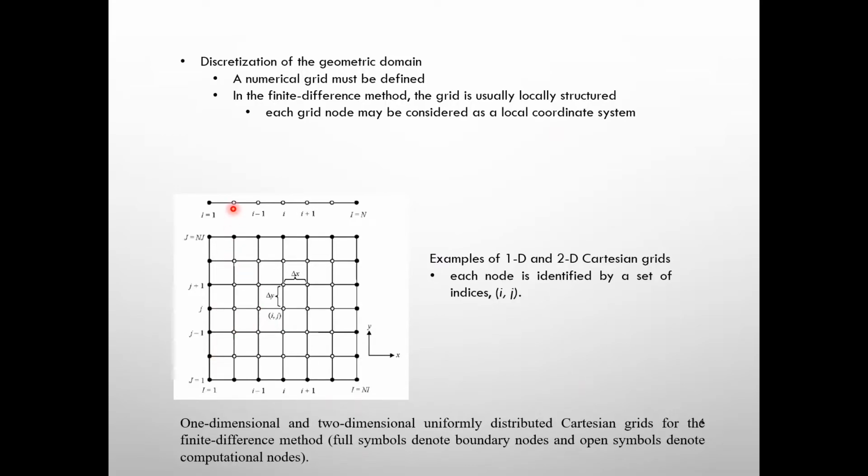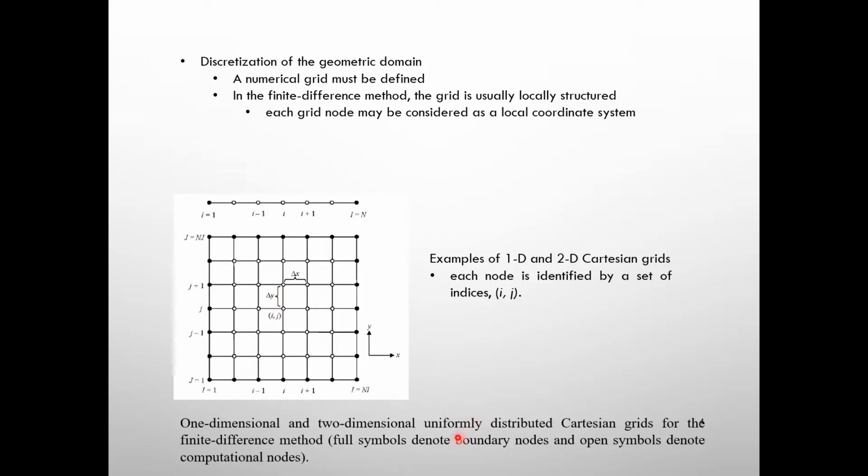This is an example of Cartesian grids for one dimension, where you have only one axis, the horizontal one, and the bottom one is the two-dimensional Cartesian grid. We have x and y, and each node is identified by a set of i and j. For two dimensions you have i and j. For one dimension you have only i.